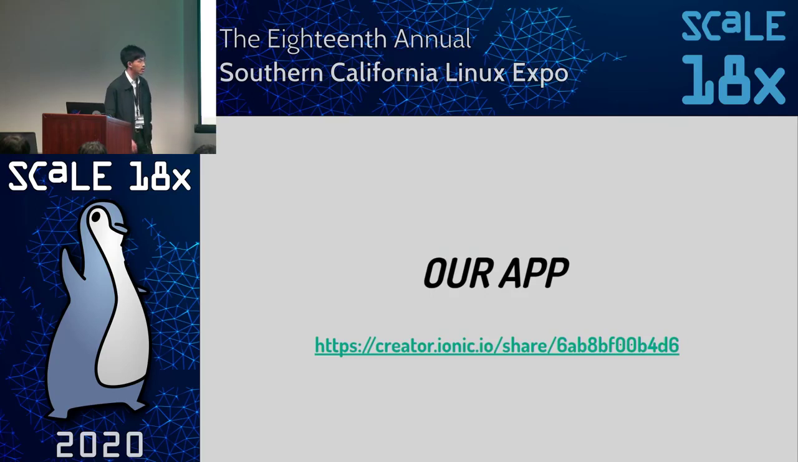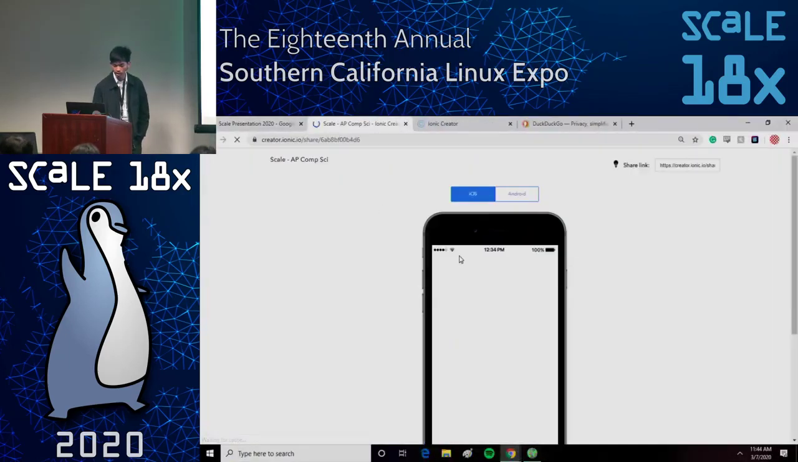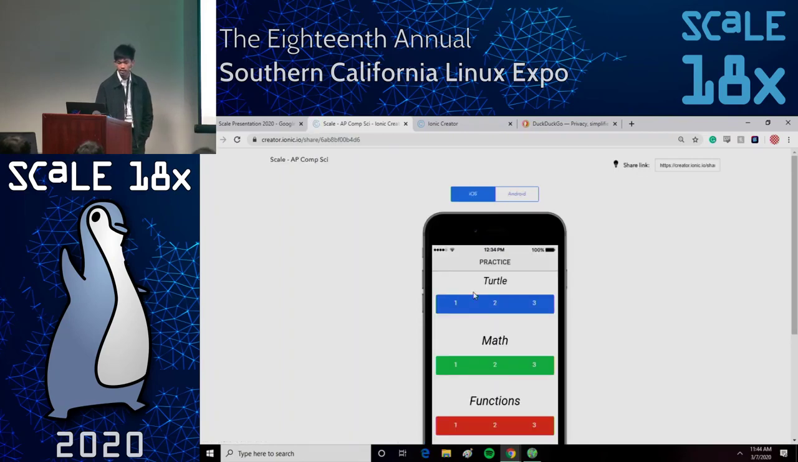So now you can check out what our app looks like using this link. You can try it out and just see what we decided to do using Ionic Creator. And it'll just take you to a website that has the app here. You can either toggle it to represent iOS or Android, whatever you're familiar with. So we'll go.